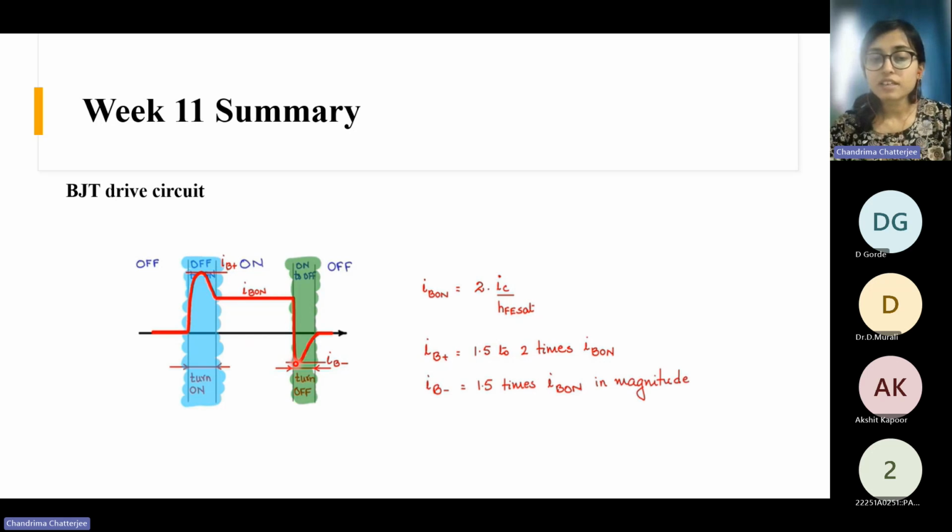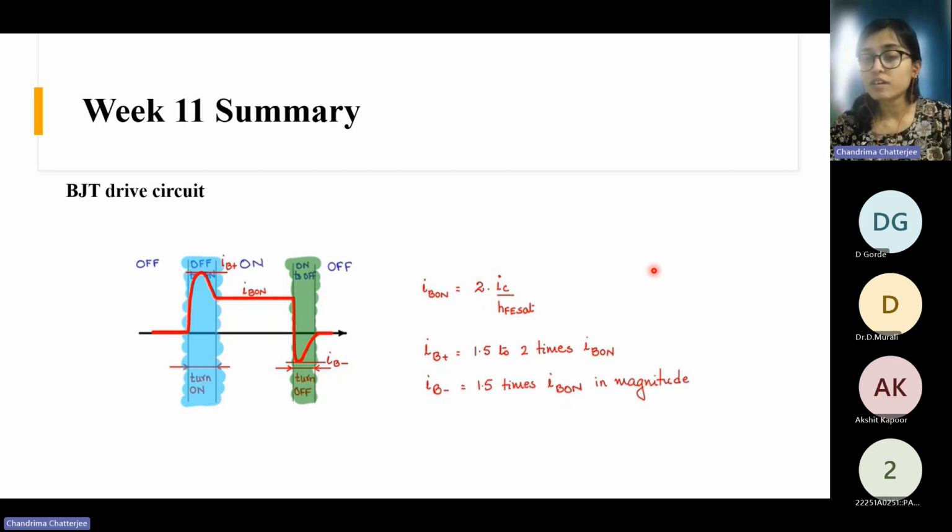So this is the base current shape, right, that we already saw. First there will be some hump, then some stable current throughout the on condition, and then when it is off, it will go to negative and then come to zero. We have annotated this: this peak value is I B plus, this is I B on, and this is I B minus.